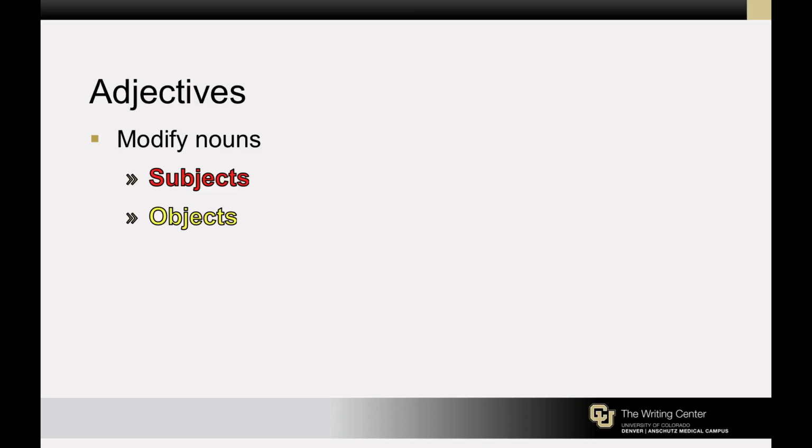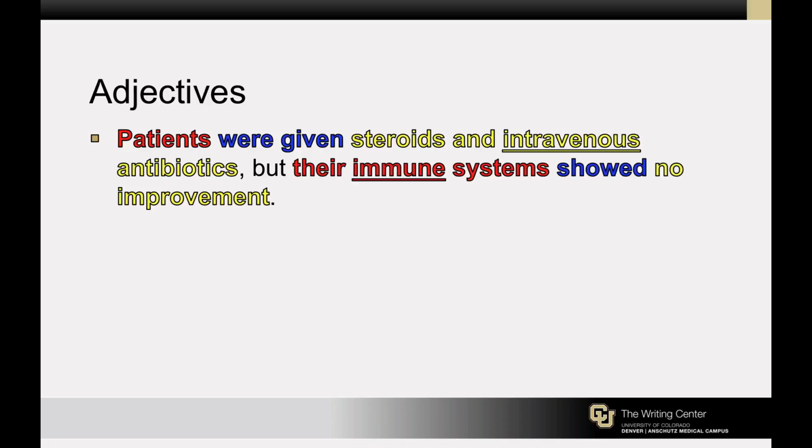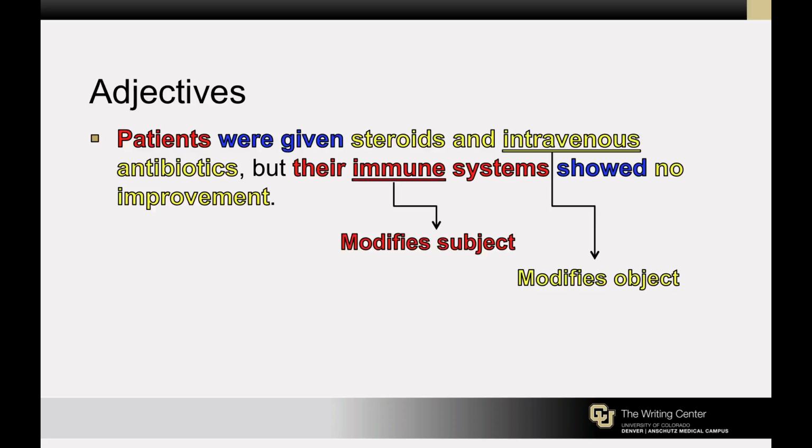In this way, they are like cameras, zooming in to show the reader more detail about a specific person, thing, or concept. In this example, patients were given steroids and antibiotics, but their system showed no improvement. We decided to add more detail. So we added two adjectives, intravenous and immune. Intravenous modifies the object in our first clause, antibiotics, and immune modifies the subject of our second clause, systems.